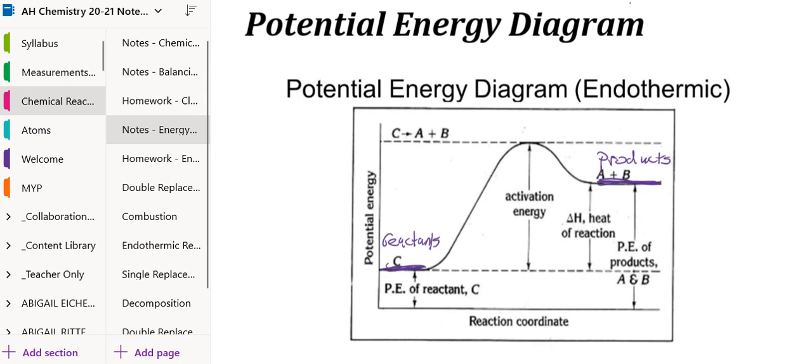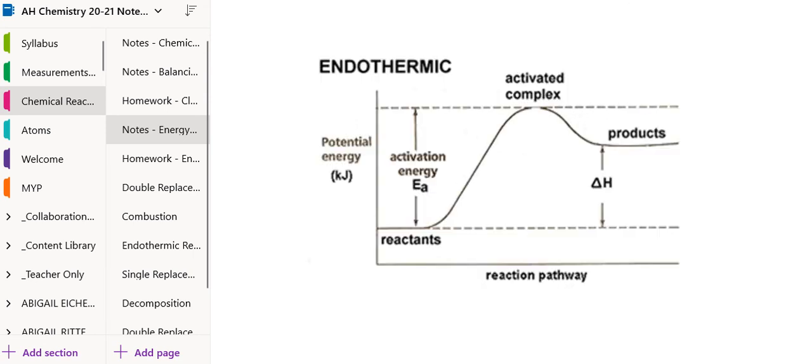And then we can also look at the difference between the potential energy of our reactants and products is our change in enthalpy. So in this case, did the enthalpy increase or decrease? Increase. And so is delta H positive or negative? Positive. This is the one I would draw on my notes.